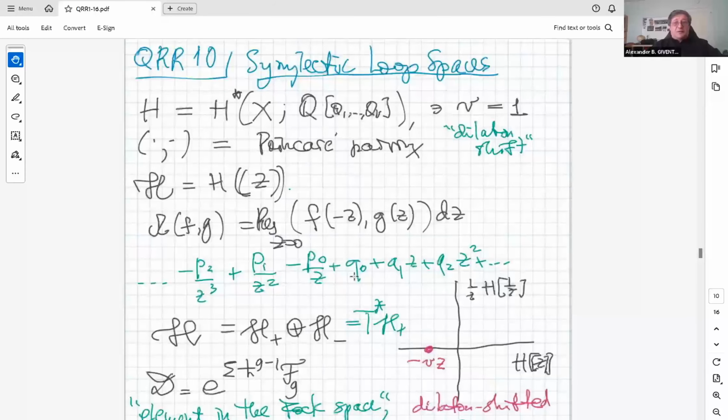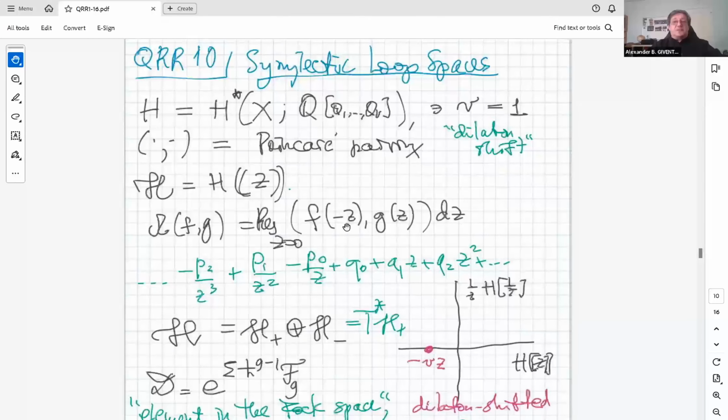Namely, if you think of q0, q1, q2, etc. as coefficients, so it's kind of coordinates on the space of power series in z, then 1, z, z squared are a basis in the space of power series, and minus 1 over z, 1 over z squared, minus 1 over z cubed would be the Darboux monomials with respect to the symplectic structure. So it's very simple.